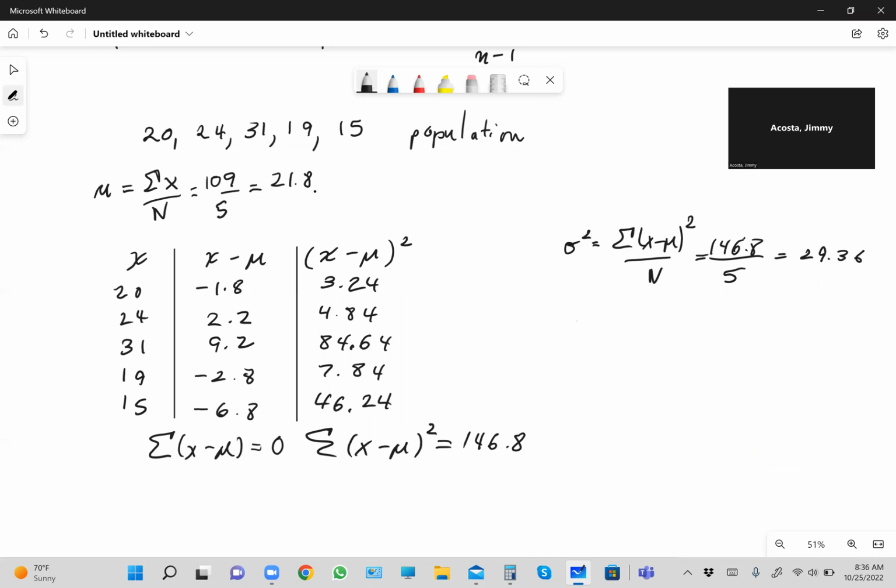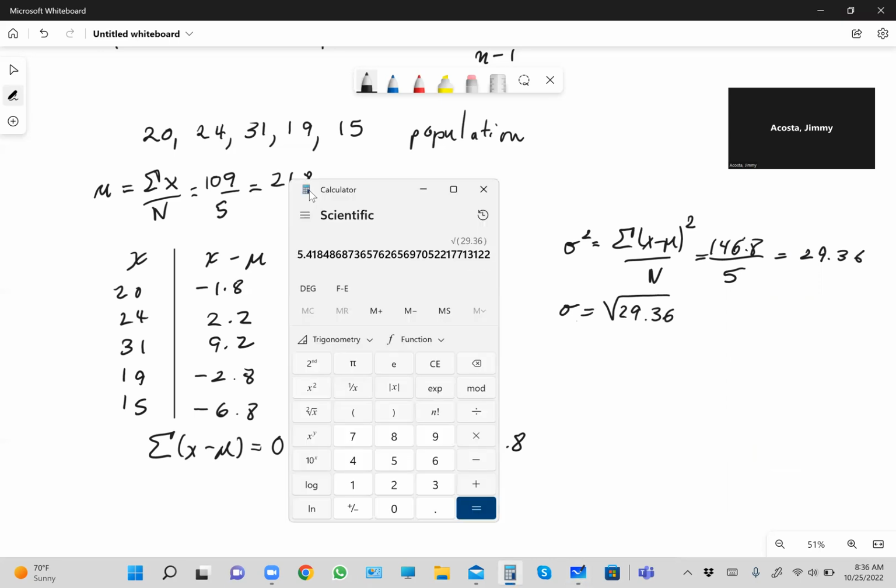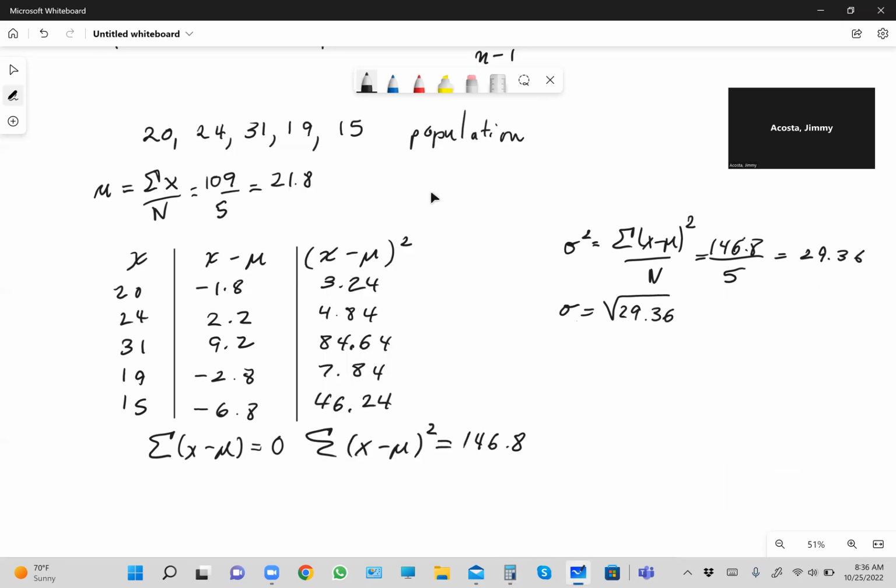And what's the last step? We're going to go ahead and square root 29.36. And what's the square root of that? 5.42. So approximately 5.42. So this is our standard deviation. On average, the numbers are 5.42, whatever units, from the mean. That's what we say. This is the average spread. The smaller that number, the less spread out your data is. The bigger that number, the more spread out it is.